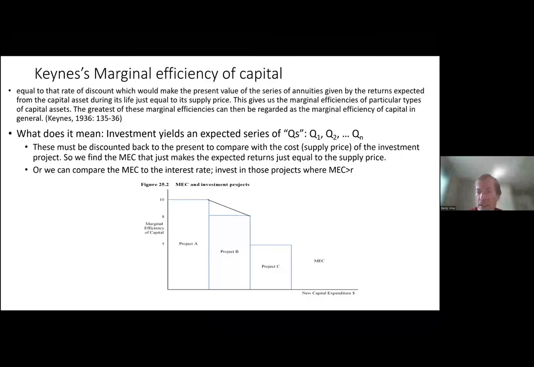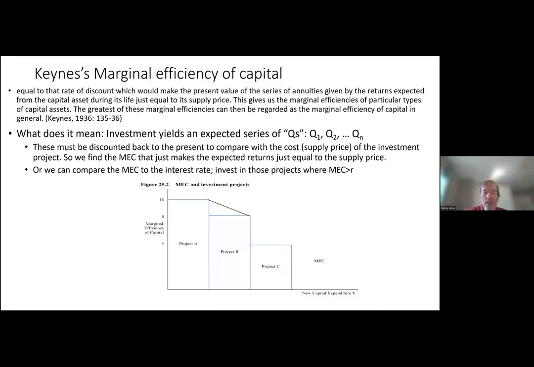What we have to do then is discount those back to the present to compare them to the price of buying the capital and decide whether it's worth it to buy the capital. So we discount back and compare to the supply price. We find the marginal efficiency of capital that just makes the expected returns equal to the supply price. That's one way of doing it. That's, I think, the best way to do it.